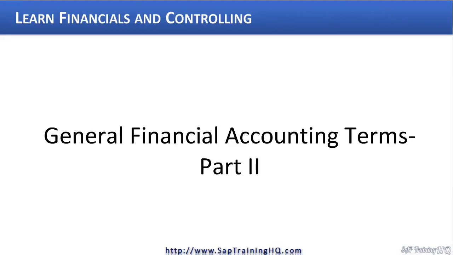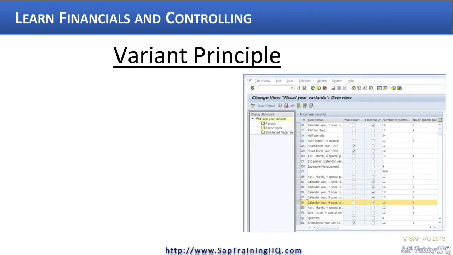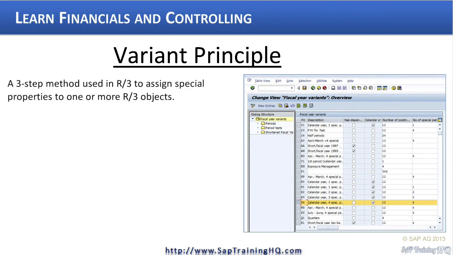In this second part of the General Financial Accounting Terms section, you will learn about the variant principle, fiscal year, along with the year-independent and the year-dependent variant. You can use the variant principle, a three-step method, to assign special properties to one or more R3 objects. Variants are used mainly because it is easier to maintain properties which are common among several business objects. Once a variant is defined in an SAP system, the same variant can be assigned to several business objects.